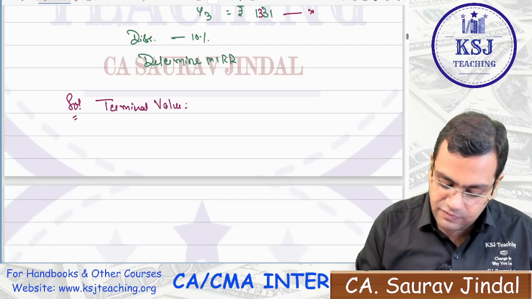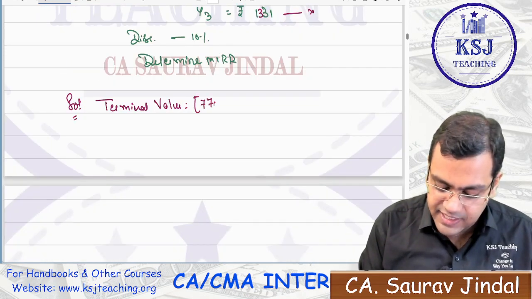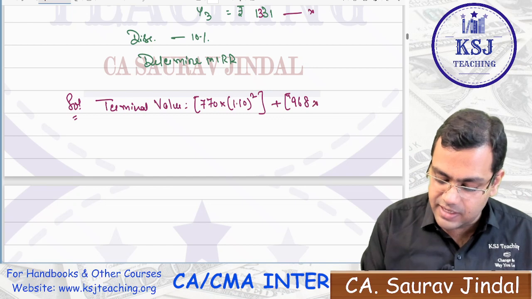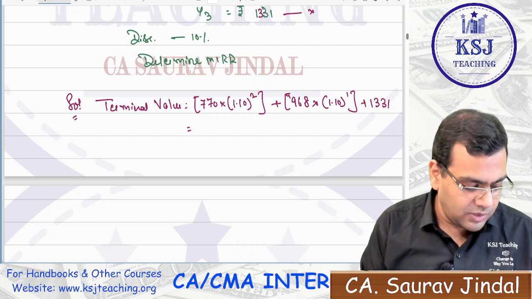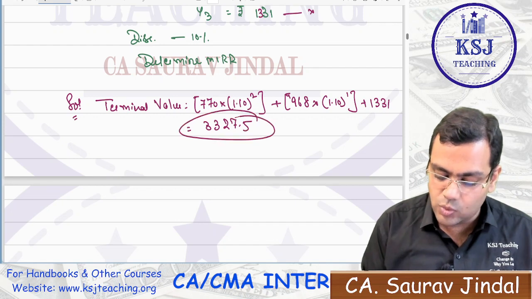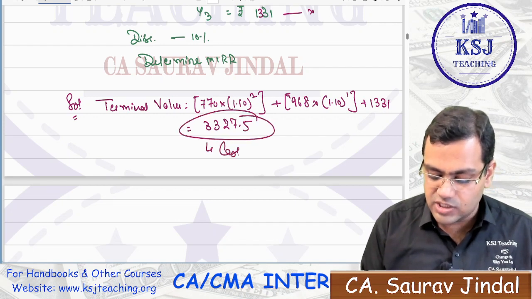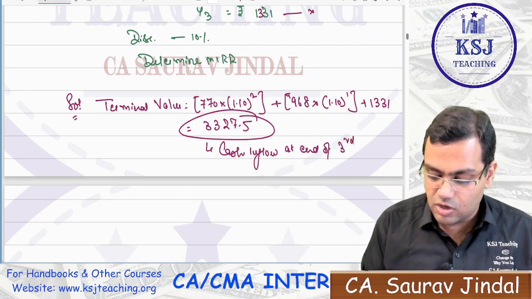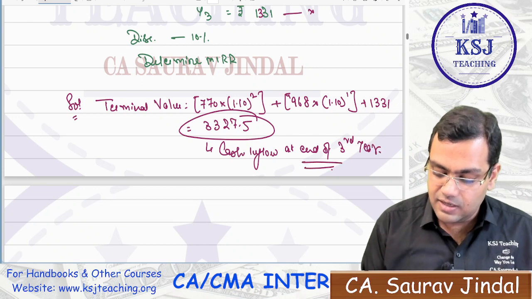Right? So, terminal value will be calculated as 770 being invested at the rate of 10% for 2 years plus 968 being invested at 10% for 1 year plus 1331. So, this value will come to 3327.5. Now, this is what? This is your cash inflow at end of third year, or what we call it as terminal value.